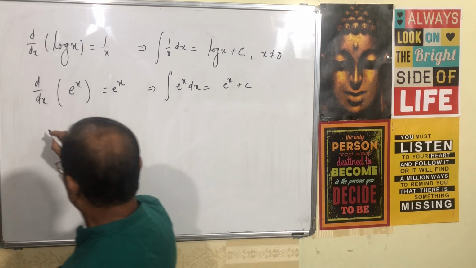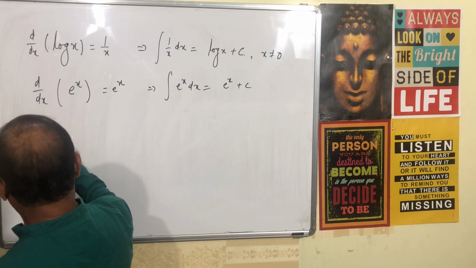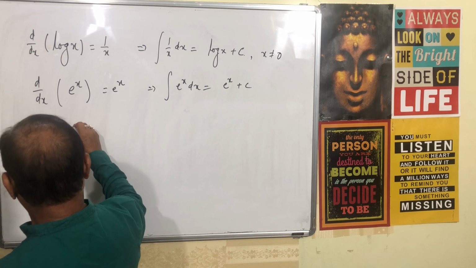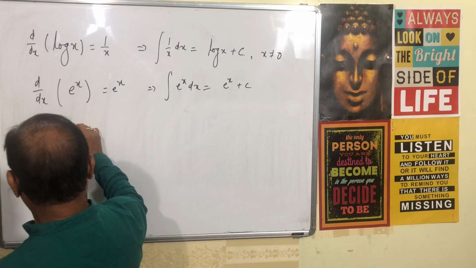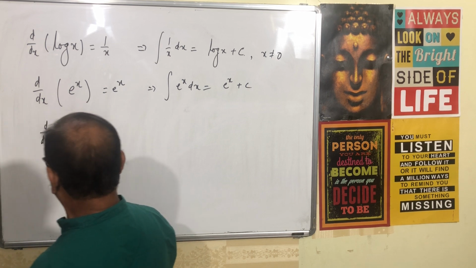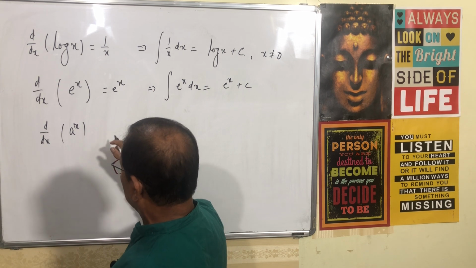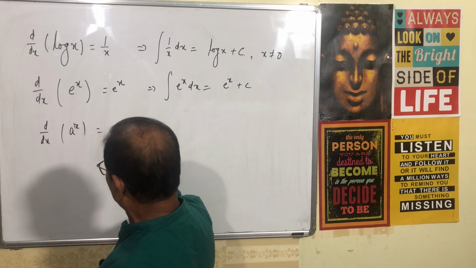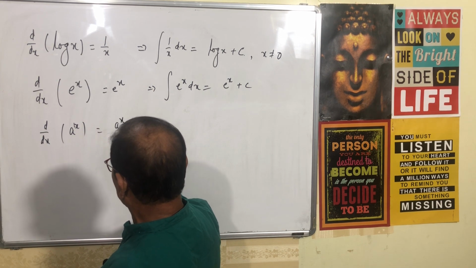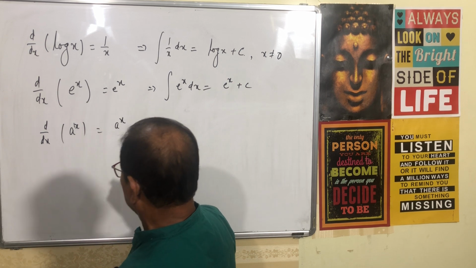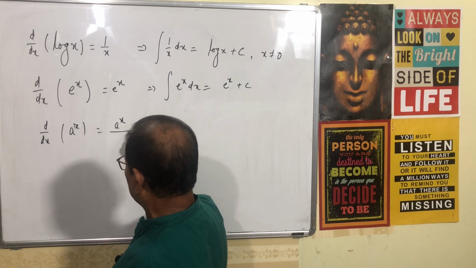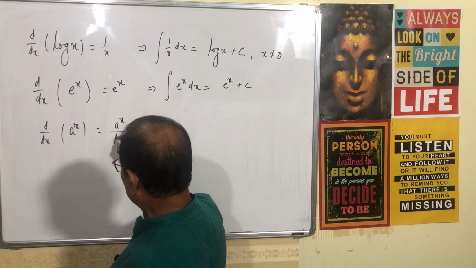Another fact is d/dx of a to the power x. A to the power x is what? Here a is a common term. A is algebraic, x is also algebraic. A to the power x is what? This is a to the power x times log a. We shall write here log a.